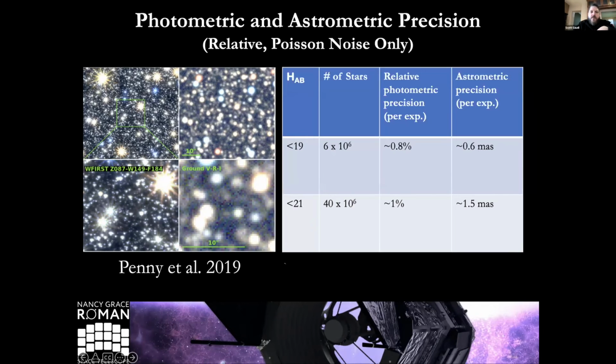Okay, and in terms of the relative photometry and astrometric precision, this is just for photon noise. We don't know how well we can do, what the systematic floor is going to be. We hope that we can achieve something close to the photon noise. So for 19th magnitude, that's 6 million stars, we get about 0.8% photometry and about 0.6 milliarcsecond precision per exposure. 21st is about 40 million stars, as I mentioned, 1% photometry and about 1 to 1.5 milliarcsecond astrometric precision, again, per exposure.